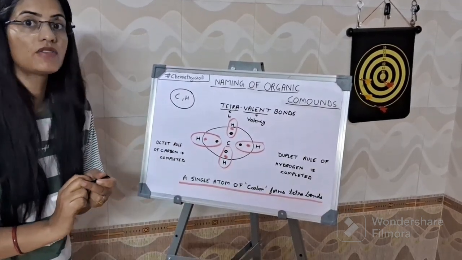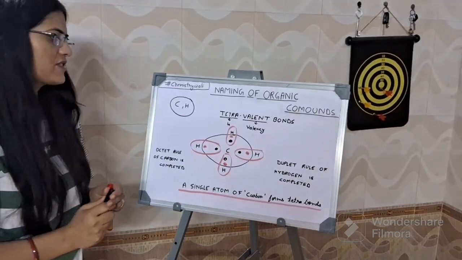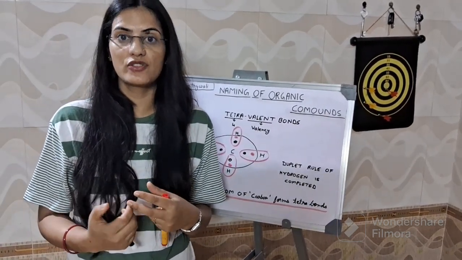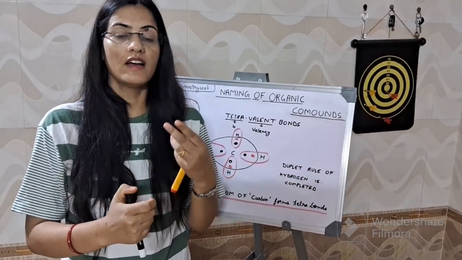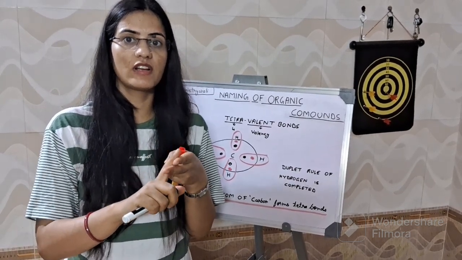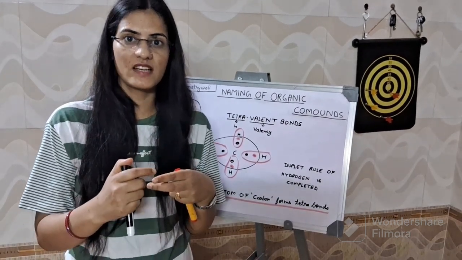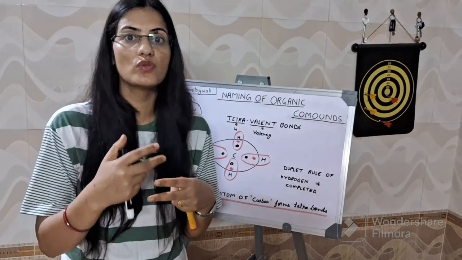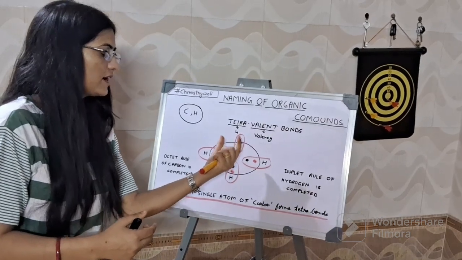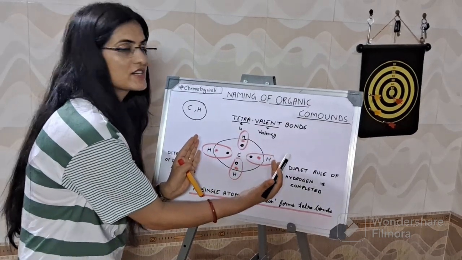So when we talk about carbon, carbon is a very special atom. Why is it special? Because when we discuss other elements like hydrogen, oxygen, nitrogen, hydrogen has one electron, and if it gets one more, it will complete its duplet. Same for oxygen, its valency is 2. For nitrogen also its valency is 3. But carbon is the atom in which 4 electrons are there in the outer shell.